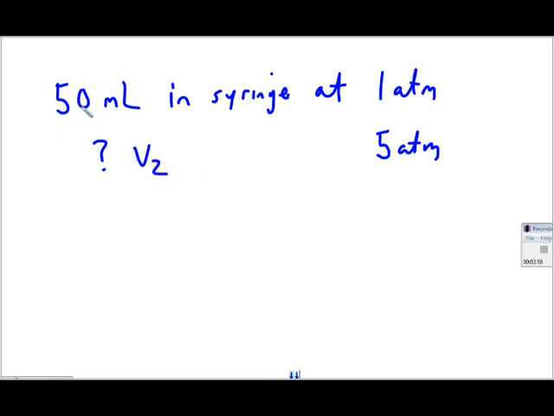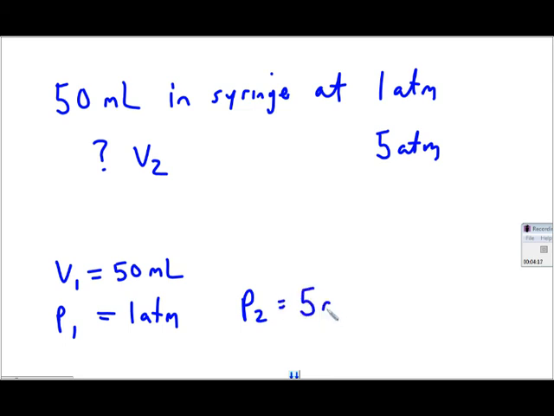So once again, we start out, a gas is taking up 50 milliliters of space in a syringe, and the pressure starting out is 1 atmosphere. If we want to increase the pressure to 5 atmospheres, what will we have to do to the gas? Will we have to make it bigger or smaller?